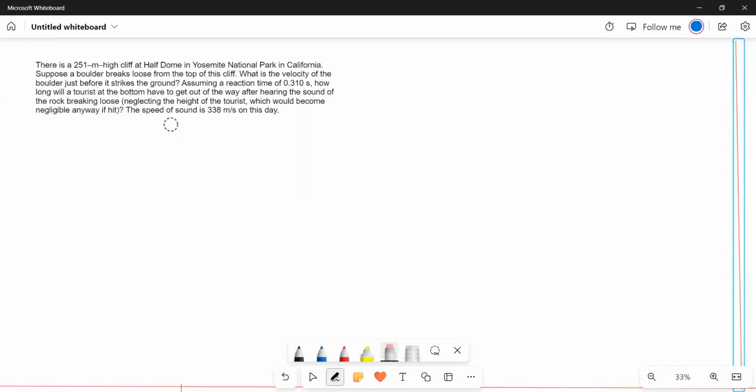This is a problem based on the kinematic equations. There is a 251-meter high cliff at a half-dome in Yosemite National Park in California. Suppose a boulder breaks loose from the top of this cliff. What is the velocity of the boulder just before it strikes the ground?